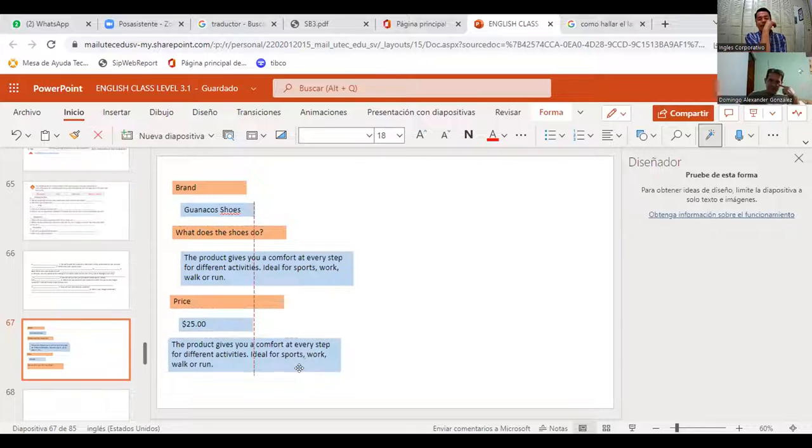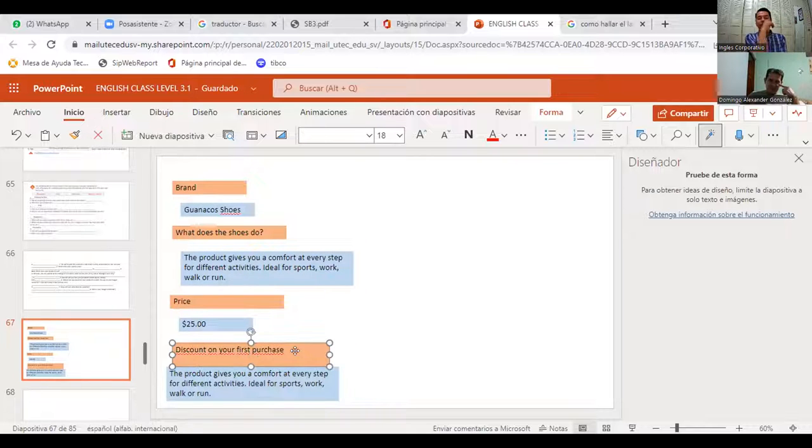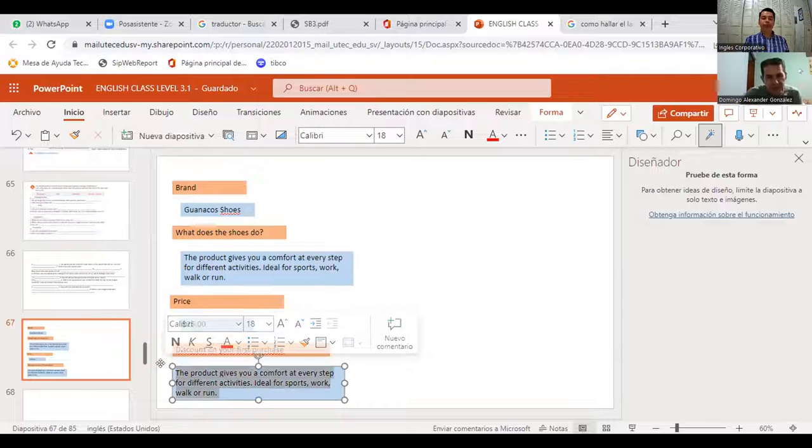Discount the first purchase. 60% or 50%? ¿Cómo es lanzamiento? Es 40. Pongámosle 40. Yeah, sí, 40. 40 is okay. 40%.